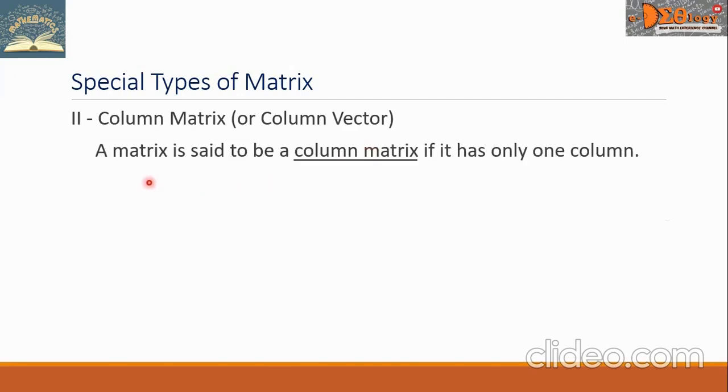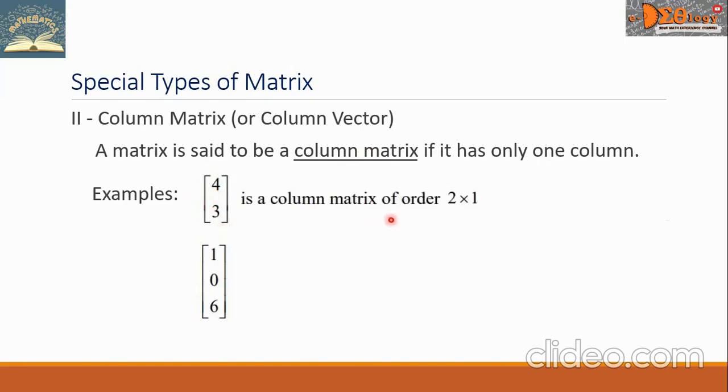Second type is column matrix. Sometimes this is also called column vector. A matrix is said to be a column matrix if it has only one column. Examples: the first one is with elements 4, 3. This is a column matrix of order 2 by 1. Next example with elements 1, 0, 6 respectively. This is a column matrix of order 3 by 1.